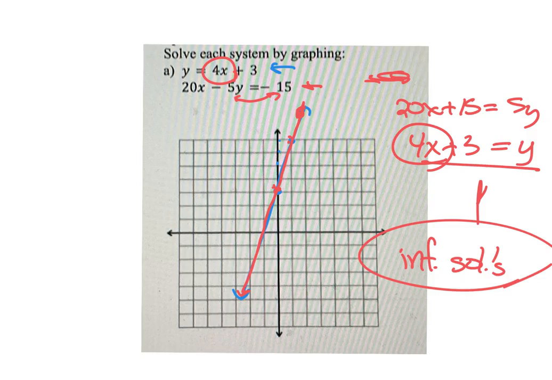The other weird case is what happens if they have the same slope but they're not the same line? What if they're parallel? If they're parallel, they'd obviously have no solutions because they would never intersect. All right, so hope that makes some sense.